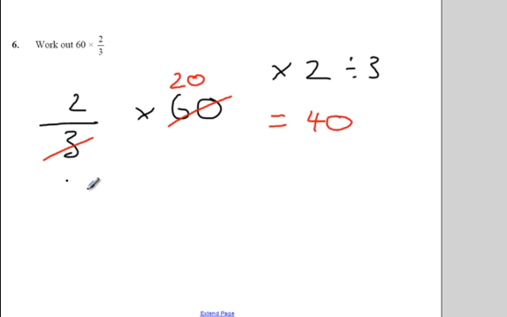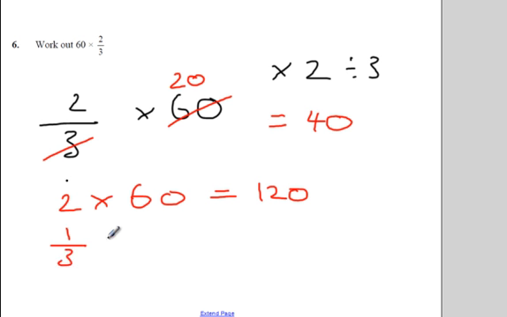If I'd done it the other way, and I'd done 2 times 60 first, I would get 120, and then I would need to find 1/3 of 120, divide 120 by 3, I would get 40. So the same answer, 2 different methods to get there.